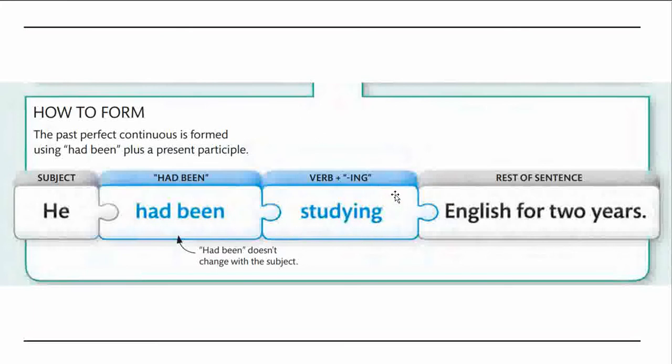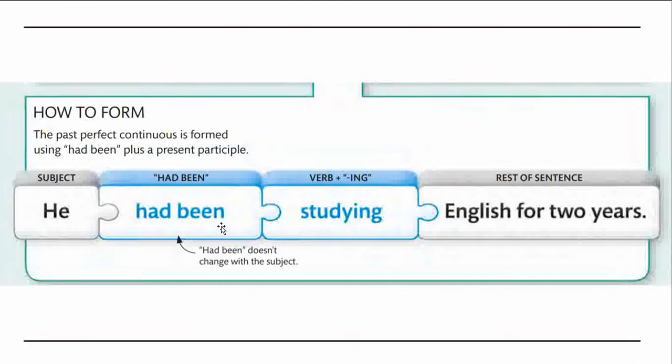This is the structure that is together for past perfect continuous tense, where had stands for the past, been is for the perfect continuous tense, and studying is the verb. The rest of the sentence structure is present English for 2 years. Had been doesn't change with the subject.